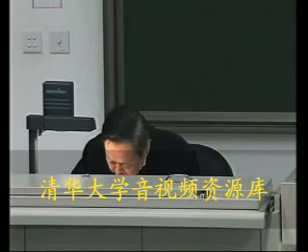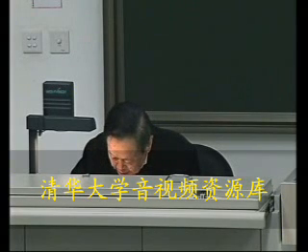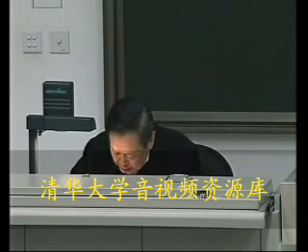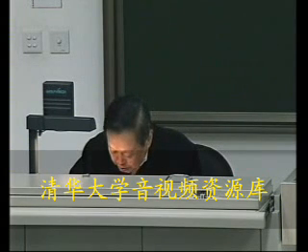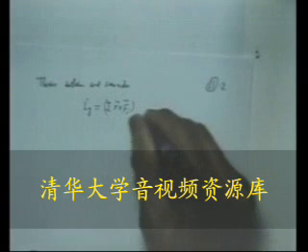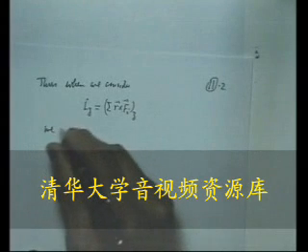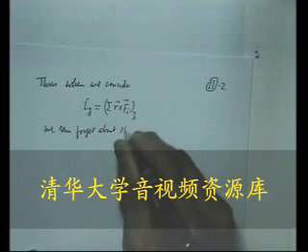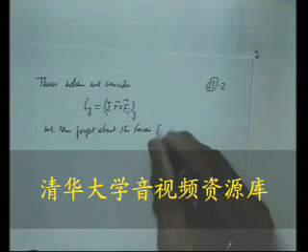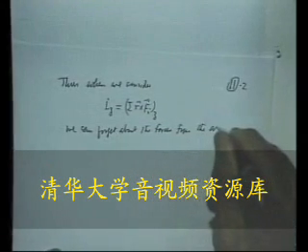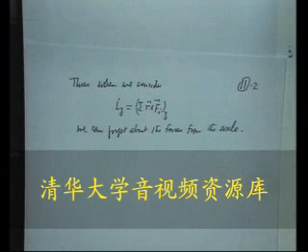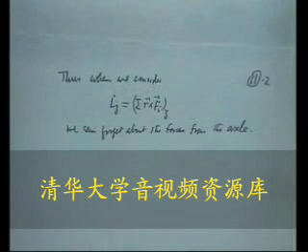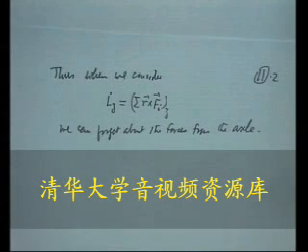Thus, when we consider Lz dot equal to the summation of the z component of R cross F i, we can forget about the forces from the axle. So this simplifies the problem.